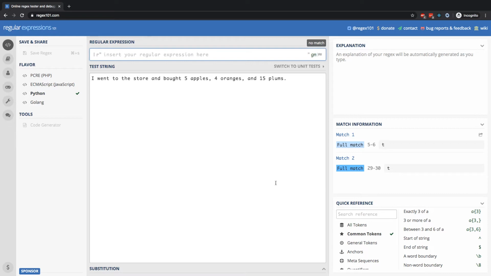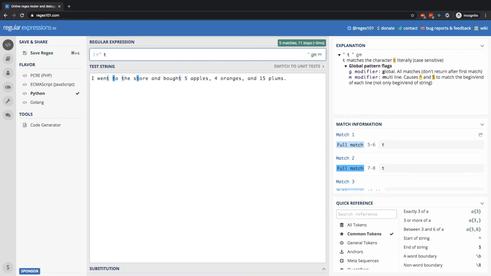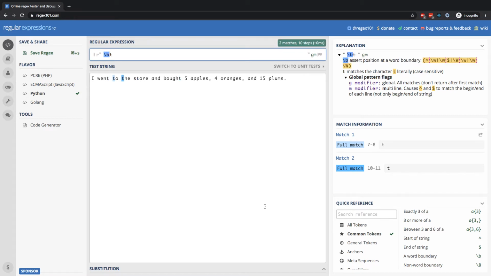Here I have the same sentence as I've had in the last couple lessons. I went to the store, etc. And if I were to just type in a single letter like T, we know that we would find all of the letter T's that are currently within this string. Here's the difference between this versus a word boundary. If I put my word boundary character right here, slash B, before my T, like so, it's only gonna find the T's that start the beginning of a word. So that slash B means a word boundary.